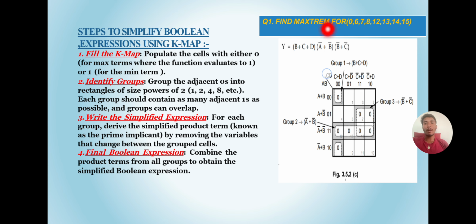So the max term for these numbers given is (b plus c plus d) into (a bar plus d) into (c bar plus d), which is the expression of the max term. So this is the method of solving the boolean expressions.